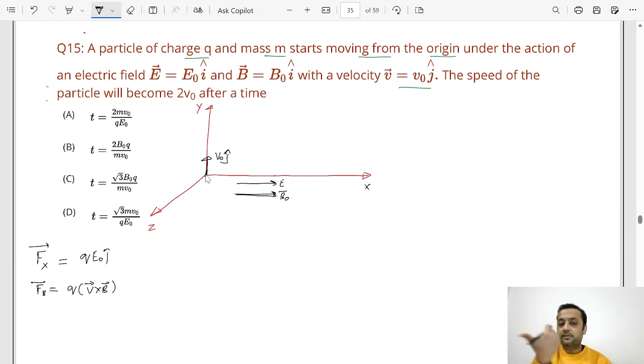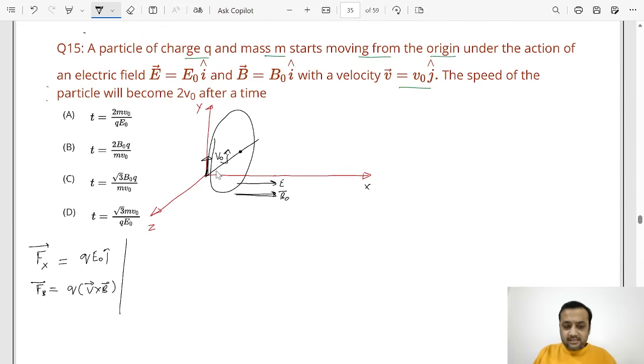So if you do v cross B, where v is up and B is towards the x-axis, you will find that v cross B is acting along the z-axis. That means somewhere over here will be the center of the circular motion, and this kind of circular motion in the yz plane will happen. Remember, magnetic force can never do any work. That means the speed will not change. So this v naught will just rotate like this.